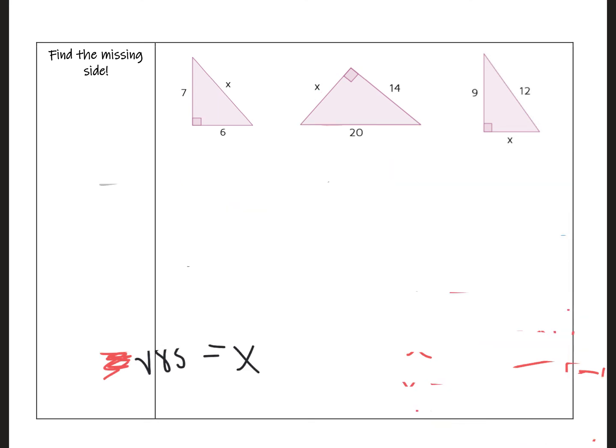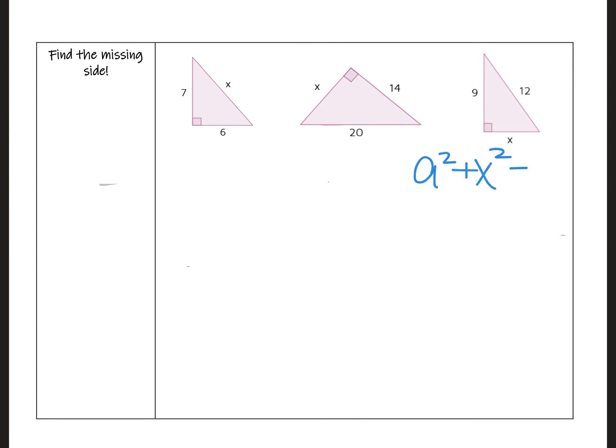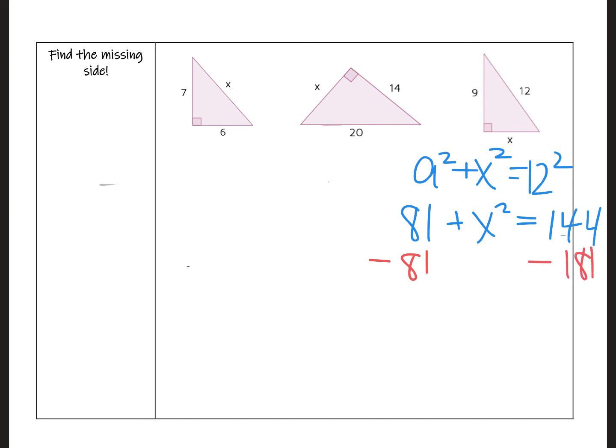All right, let's get this third one done. We've got that the hypotenuse is 12, and we're going to be finding one of the legs. So we have 9 squared plus x squared equals 12 squared. 9 squared is 81. 12 squared is 144. Again, we want to get that x alone, so we're going to subtract 81 from both sides.